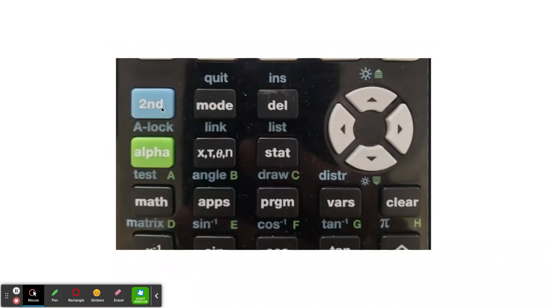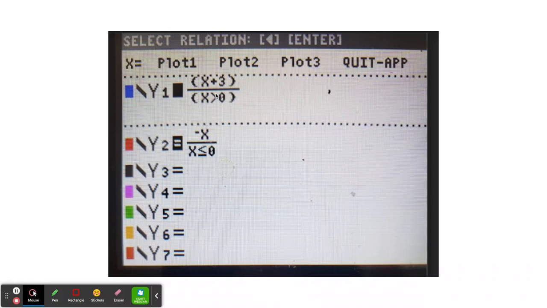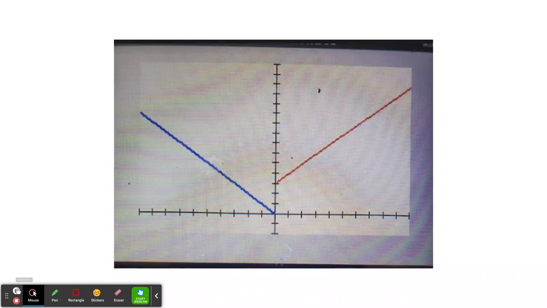Here's the second button in blue, and below alpha is math. So hit second math. You'll see the inequality signs you can just plug in. All right, and this is what it should look like. You have that, and just press graph. And this is what you should get. So you have your two functions.